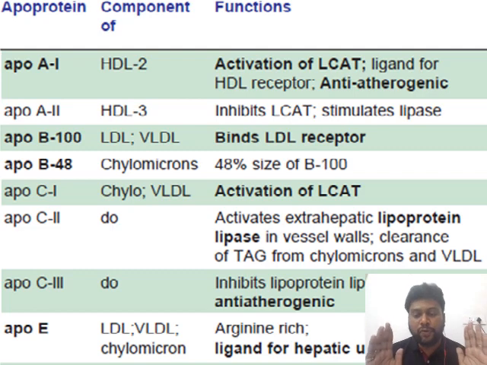Before going to the individual lipoprotein metabolism, it is very important to understand these various facts about the lipoproteins and apolipoproteins. Once you are thorough with that, it will be easy for you to understand the individual metabolism, which I will be discussing in the subsequent videos.